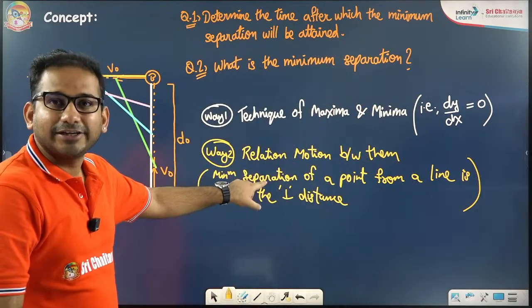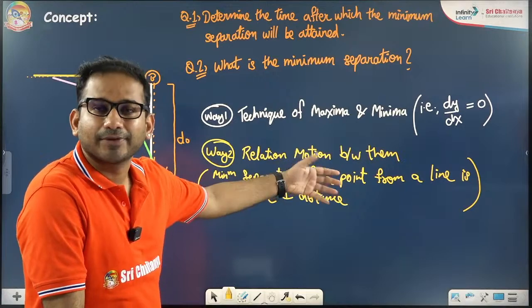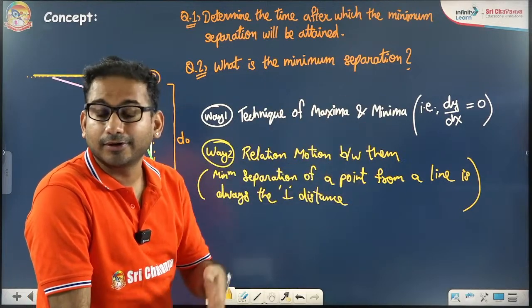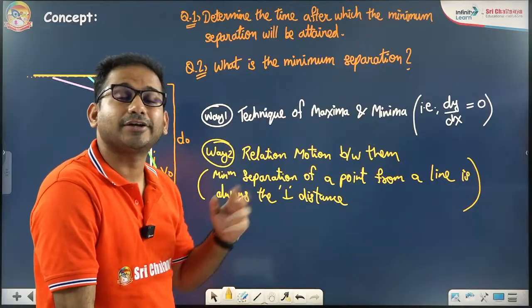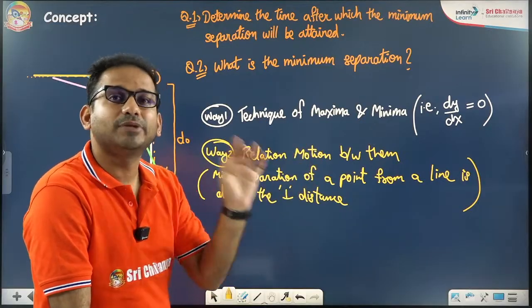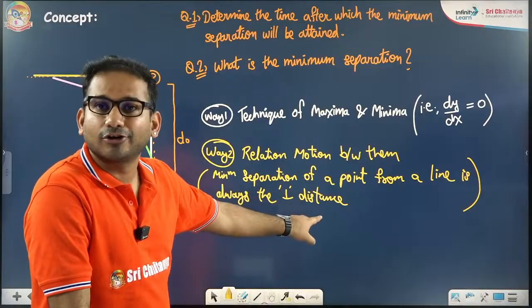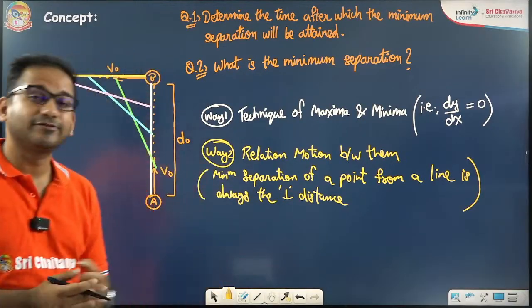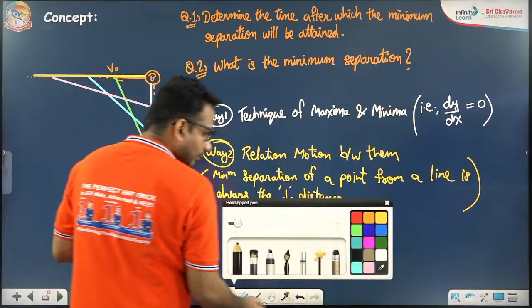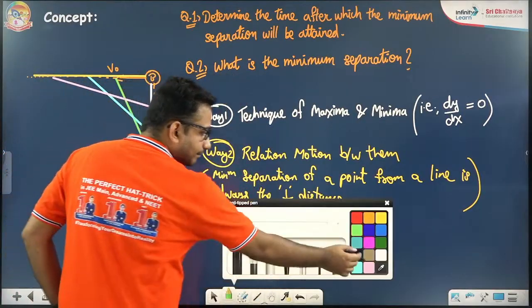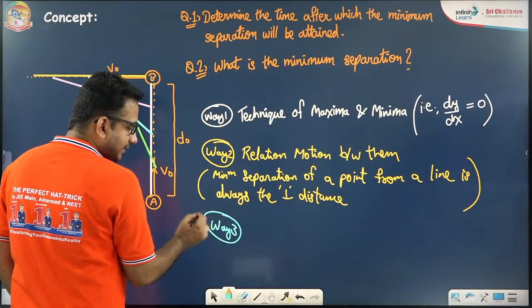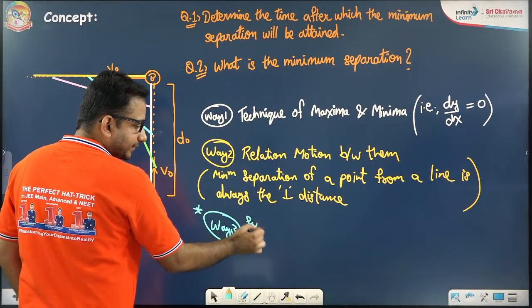So I'll stand on any one ship, I'll observe the trajectory, I'll observe the journey of the other ship, and then I'll drop the perpendicular. So that perpendicular dropped will give you the minimum distance. So the minimum separation of a point from a line is always the perpendicular distance. And way 3 by symmetry. Way 3 is the easiest, symmetry.